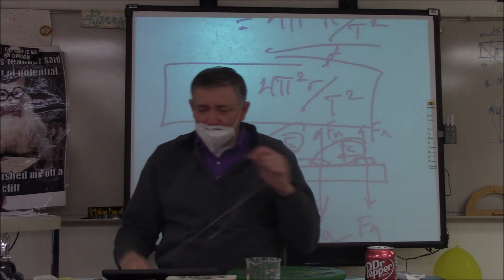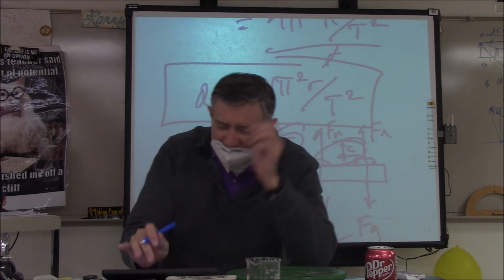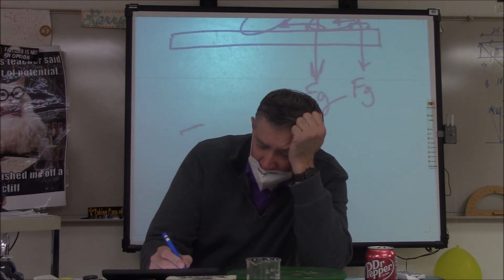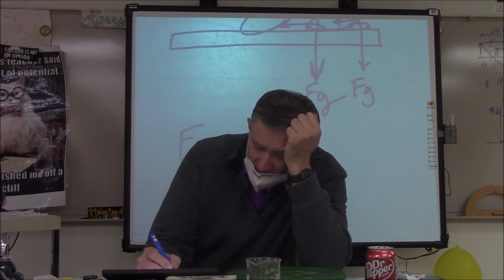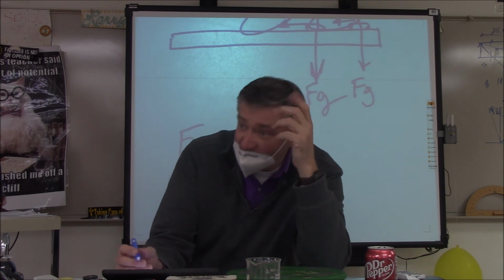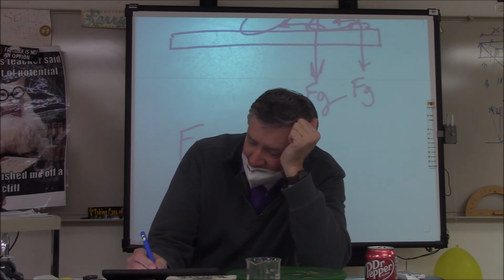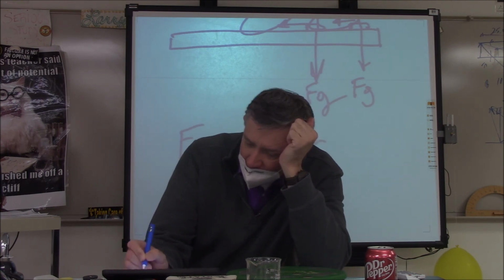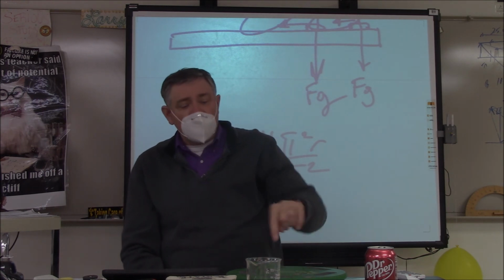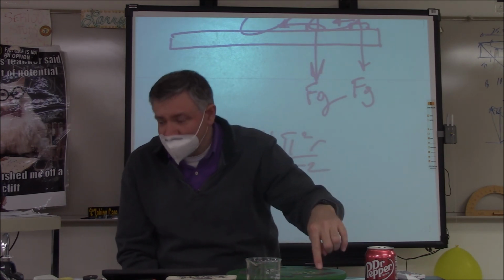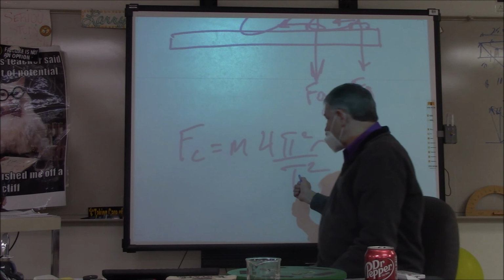Because there's a limit. So here's the deal. Your centripetal force is going to be mass times your centripetal acceleration, which is going to be 4 pi squared r over t squared. So as I spin faster, what happens to my value of t?